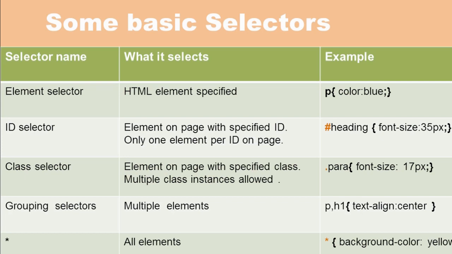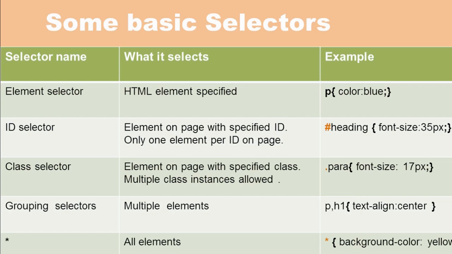Next, we've got the ID selector. The ID selector basically is used to select an element on the page that has a specific ID. The IDs are unique. You can only have one element per ID on a page. You can't use the same ID for multiple elements on the page. So ID selectors are unique and they are represented in the CSS by the hash symbol. So anywhere you see the hash symbol on the CSS sheet, you know that's referring to an ID selector.